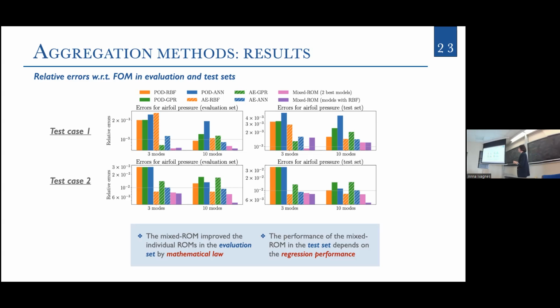I would like to underline that in the evaluation set, so this column here, you basically see that in all the cases we have an improvement, but it's by mathematical law, because we are building the weights such that our model is better than the individual ROMs. And then in the test set, it's not always true. I mean, in our case, we had quite good results, but it strongly depends on the regression performance, so on the type of regression, on how you tune it also.